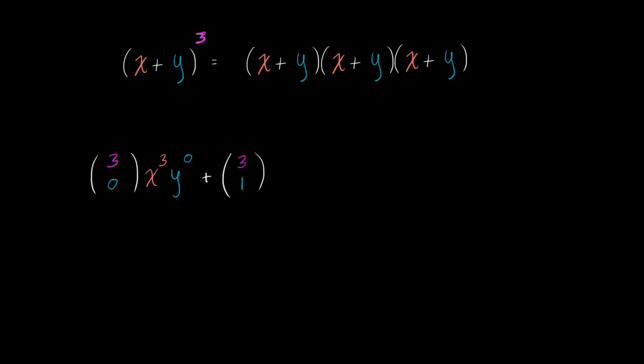And so if you're picking one y, that means you're picking 2 x's, and you're taking the product of everything. So it's x squared times y to the 1. And we could keep doing that logic.